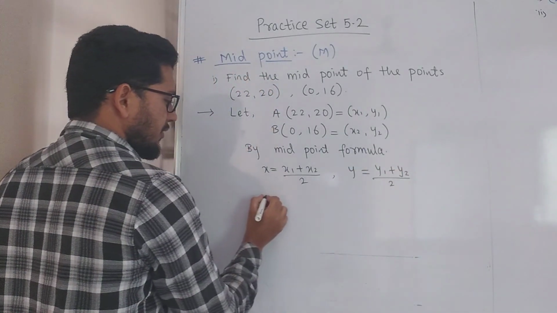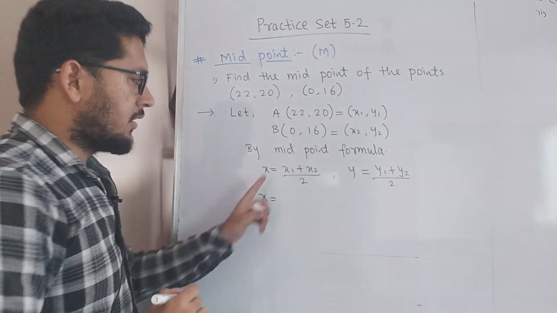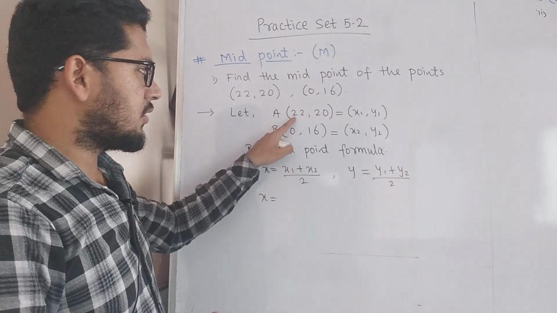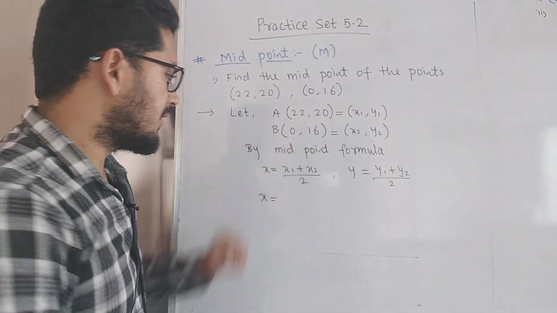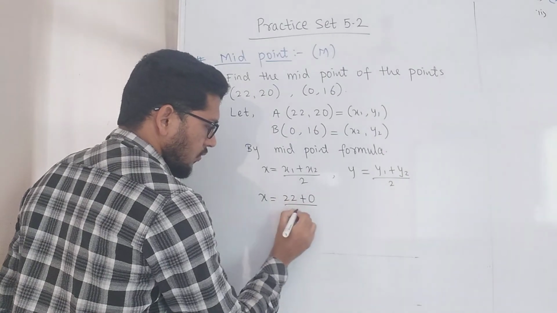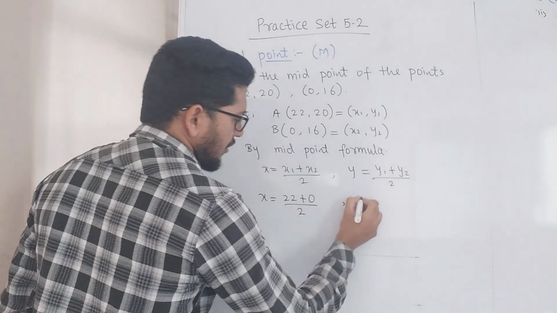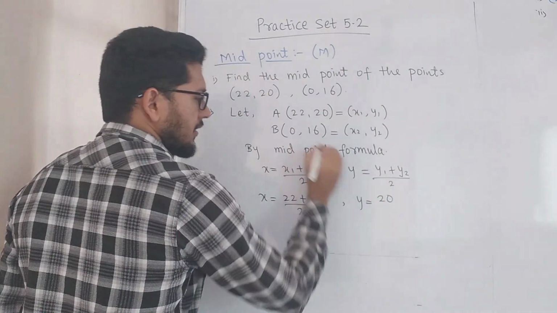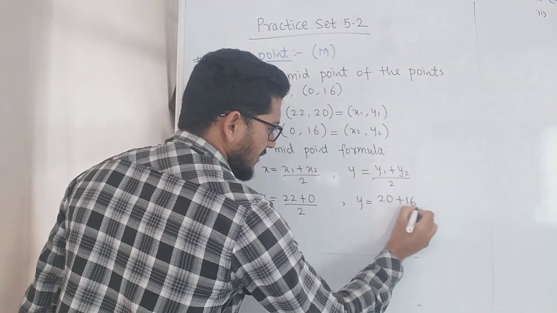Okay, after supposing this, we will substitute the values x equals x1 plus x2 upon 2, y equals y1 plus y2 upon 2. What is the value of x1 here? 22. What is the value of x2 here? 0. So we will write here 22 plus 0 upon 2. And here y is equal to, what is the value of y1 here? 20. What is the value of y2 here? 16. So 20 plus 16 upon 2.